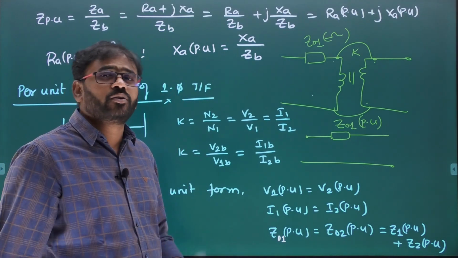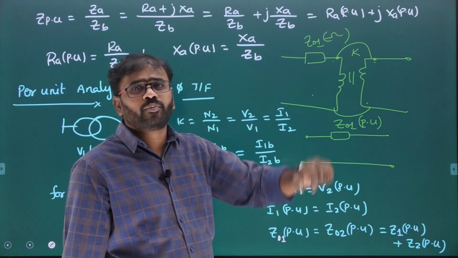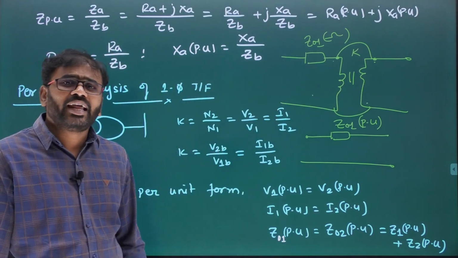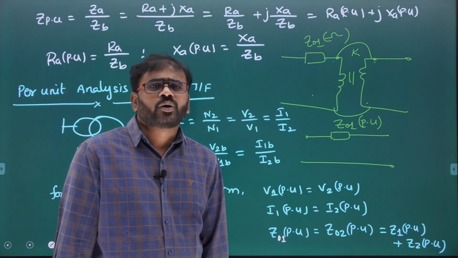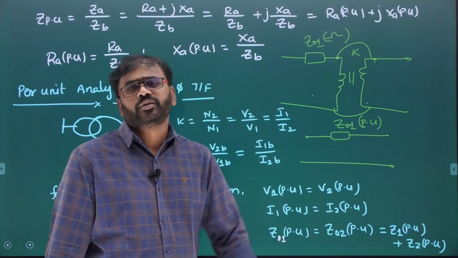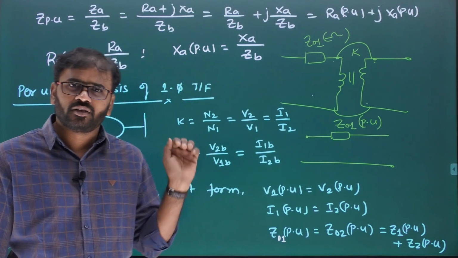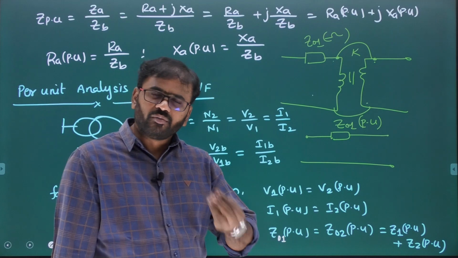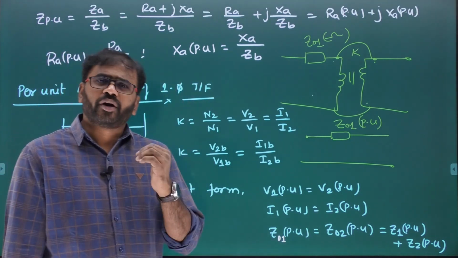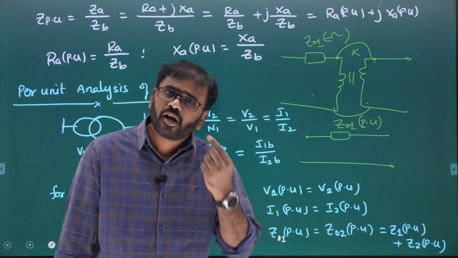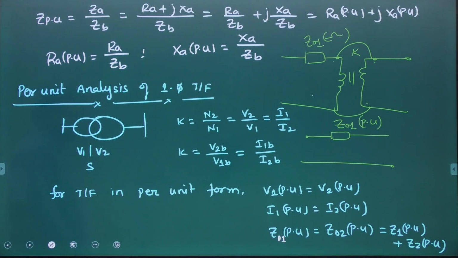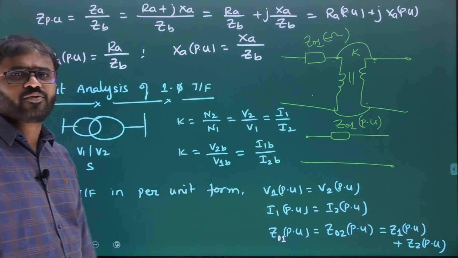But in the absolute system, what happened? There exists a coupled circuit in the transformer equivalent circuit. So that's why the analysis becomes a bit complex. That's why the per unit system has more advantage than the absolute system. That's why all the analysis, meaning fault analysis, stability analysis and load flow analysis, we carry out in per unit form, not in absolute form. So that's about the per unit analysis of single phase system. We have seen per unit analysis of transformer as well.